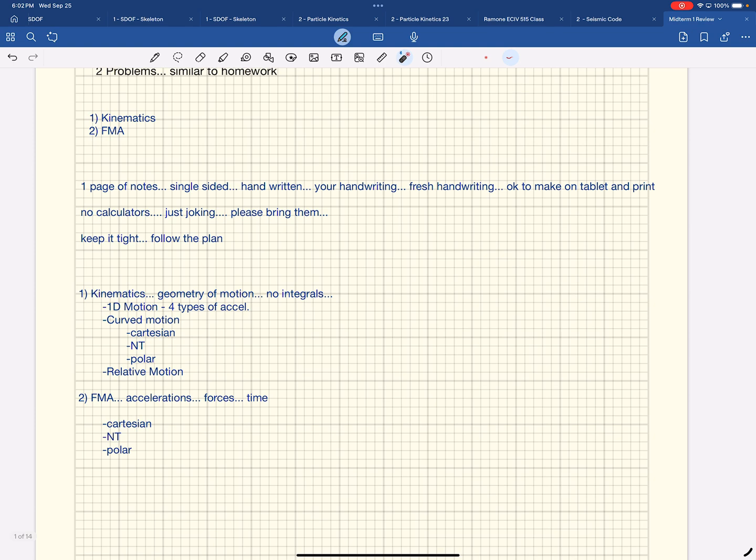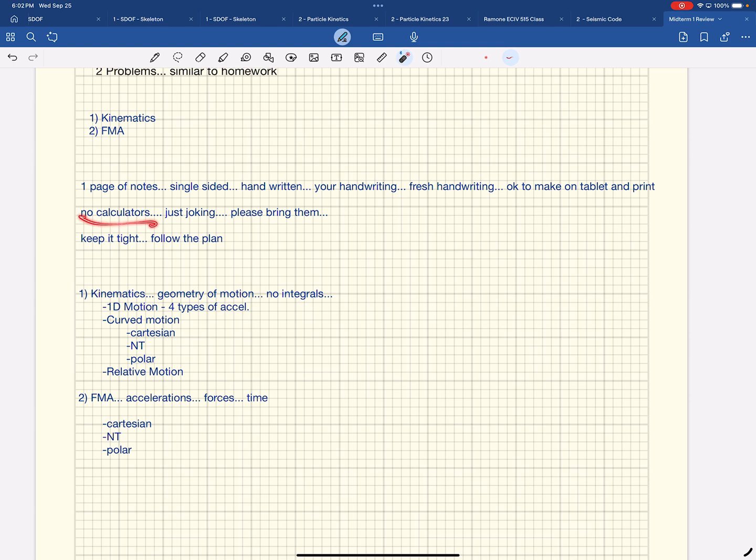And so there were some questions about what I mean when I say fresh handwriting and your handwriting. I just mean don't copy it and put it in from the notes, and don't grab someone else's. That's the other thing I've had: students have made a cheat sheet and then handed it out to everybody, and so everybody has a really nicely put together one. I want you to do it, okay? But it's okay to make it on the tablet and then print it out, okay?